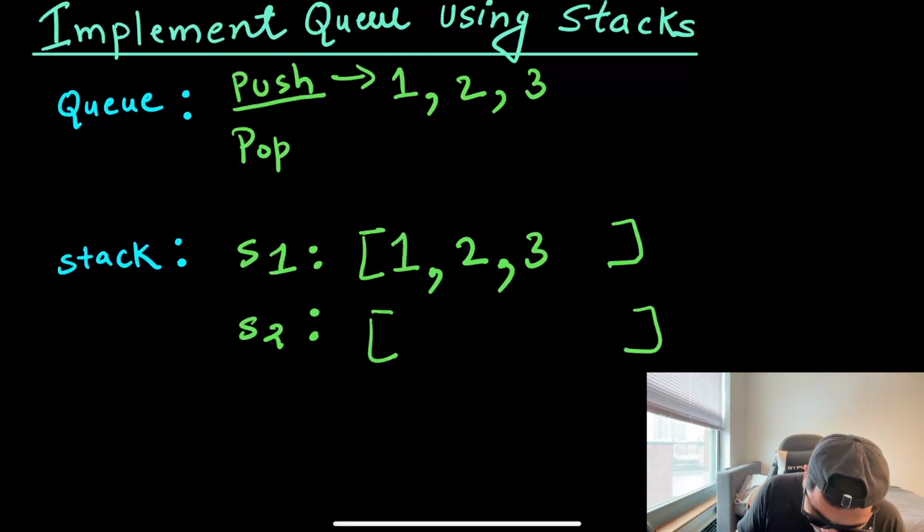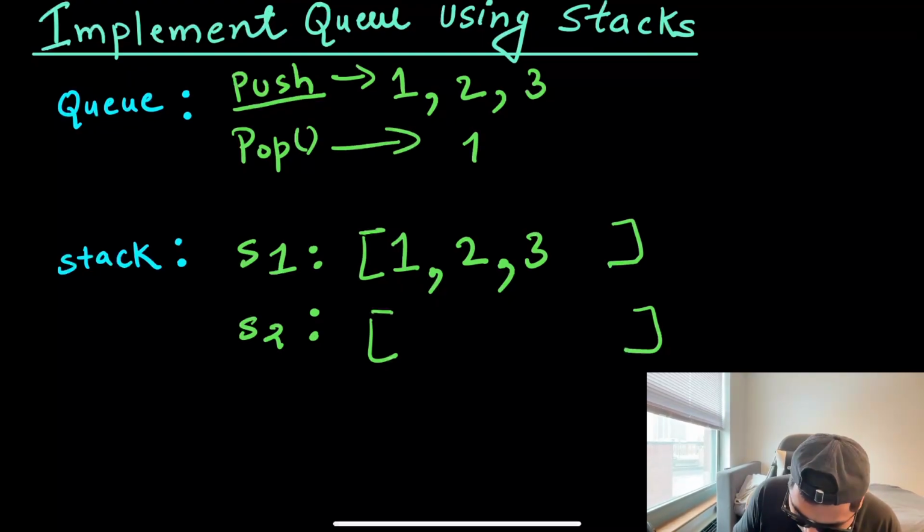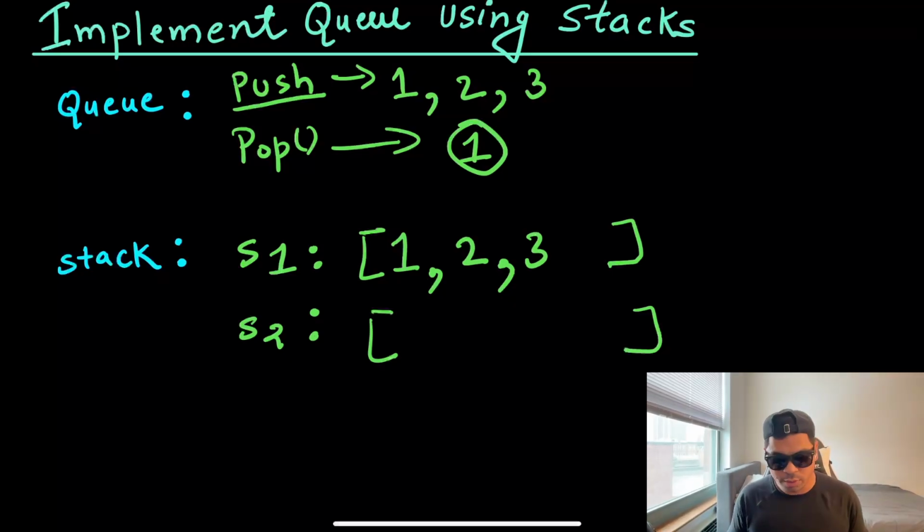Now if you see, pop should be returning me 1. But do I have access to 1? Although I do, kind of. It's in the beginning of my S1. But if we have been asked that we can only use the standard operations of stack, which is push and pop, or peek or whatsoever, right now I cannot access 1. So what do I do?